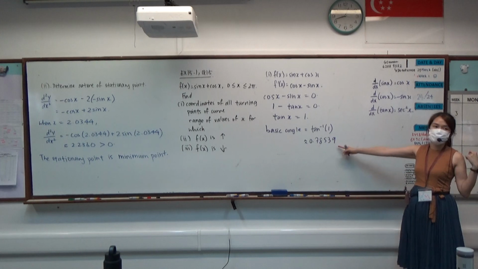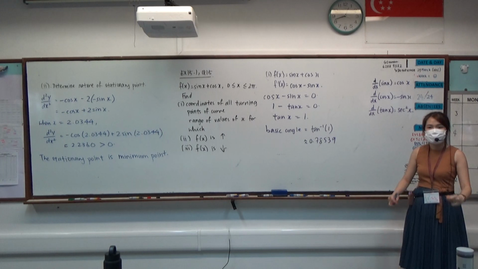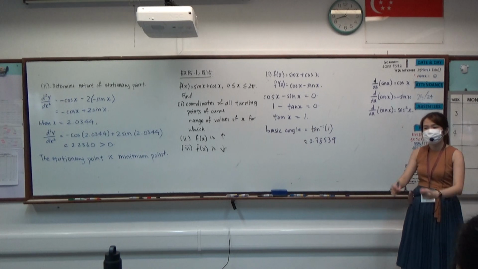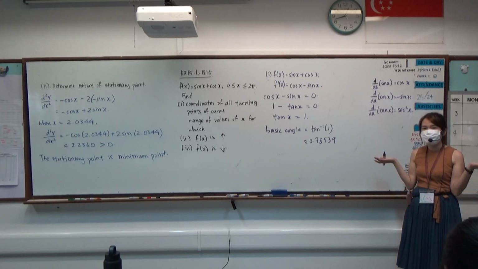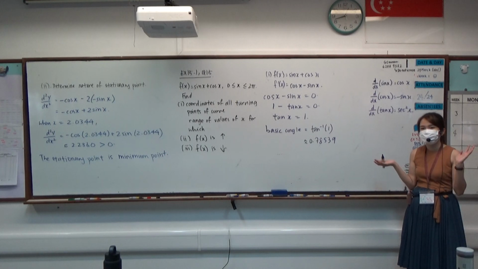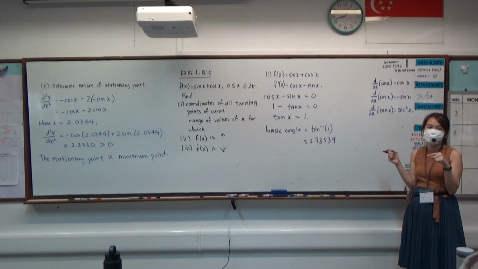So why not I put it this way? Will you do it this way, or would you just put pi over 4? Or is there nothing wrong at all with both? What do you think, Joseph? You put pi over 4. Alia, what will you put?